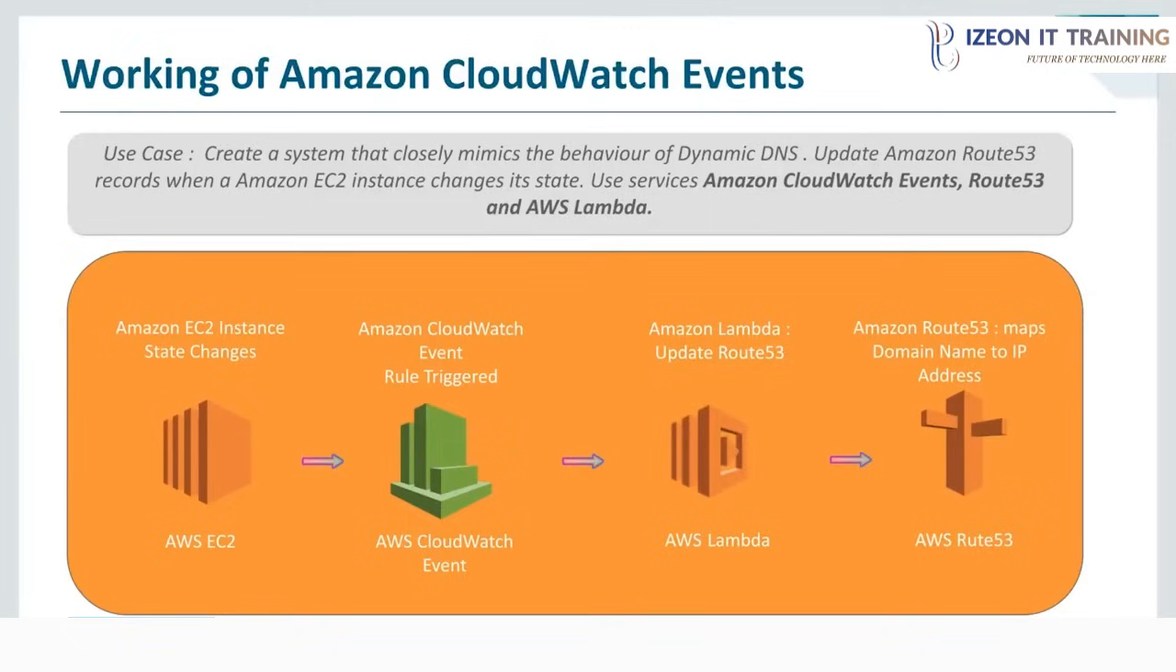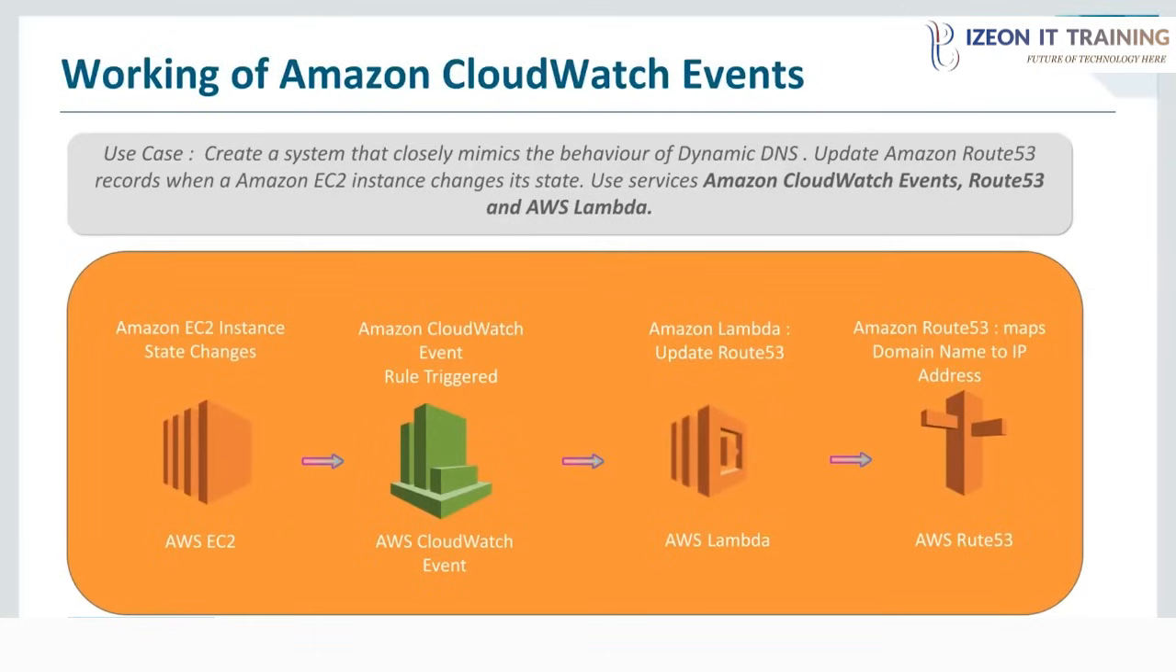And Amazon offers you with a similar kind of service called Amazon Route 53. So in this use case, we are going to update Amazon Route 53 whenever an Amazon EC2 instance changes its state. Now let's see how the use case actually works. This use case precisely works this way.